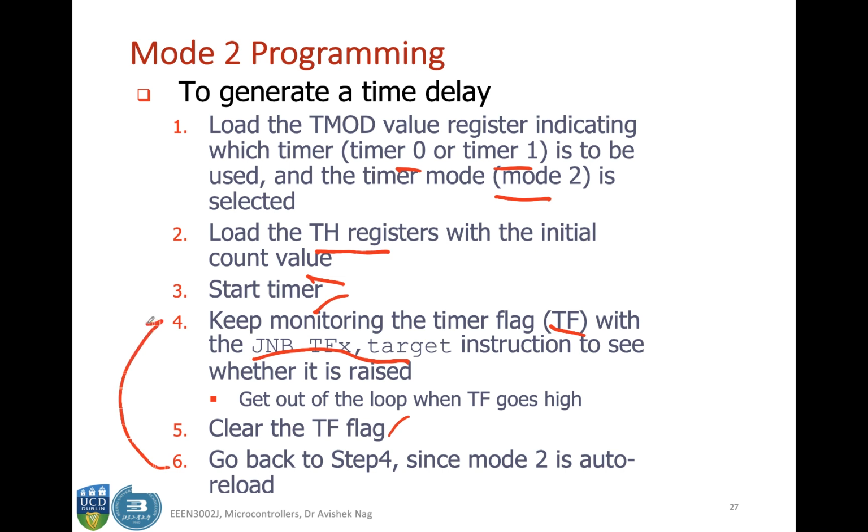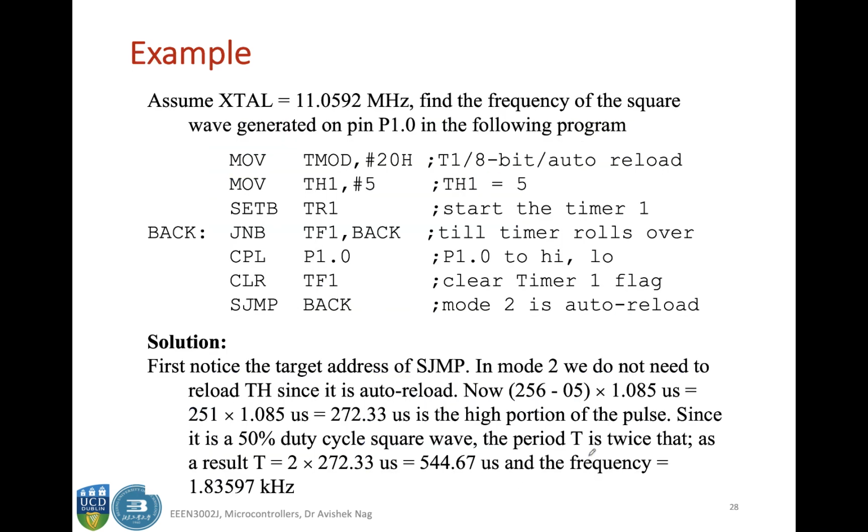Go back to step 4 again. So you don't have to go back to step 2 to reload the TH registers, because mode 2 is auto reload. Okay. So if you see an example here, let's say I have this crystal frequency. Find the frequency of the square wave generated on pin 1.0 in the following program.